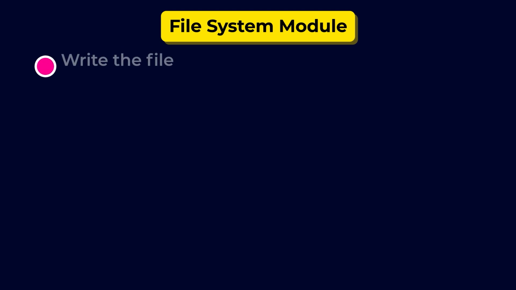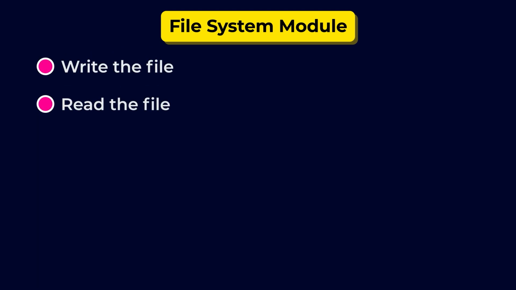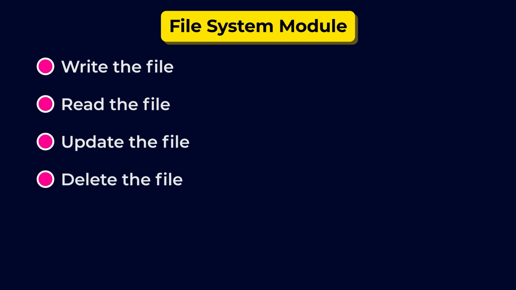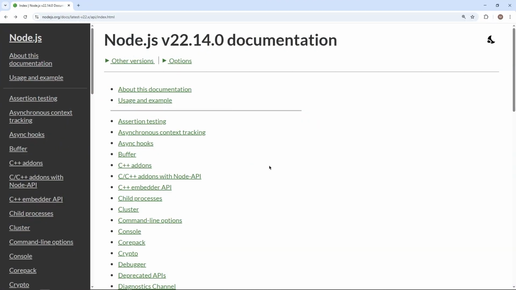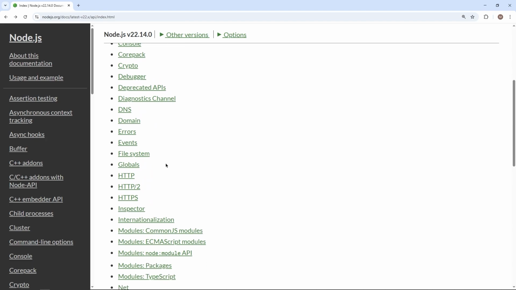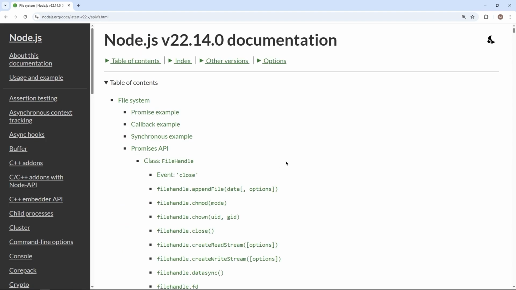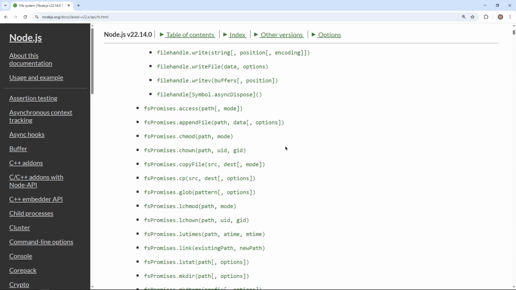Now there is another popular core module which we use for interacting with files. For example, with the file system or FS module, we can write a file, read a file, update a file, and also we can delete a specific file. So here in the Node documentation, we open the file system module.